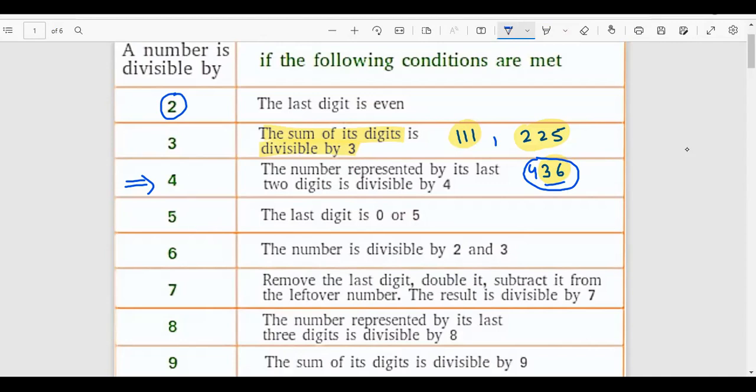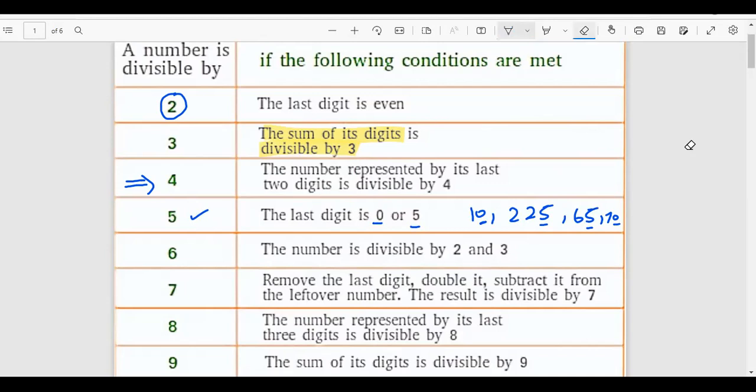Yes, ma'am. Excellent. Okay. Then we have 5. For 5, it's very easy. If the last digit of the number is 0 or 5, it would be divisible by 5. For example, 10. For example, 225. For example, 65. For example, 70. If the last digit is 0 or 5, it would be divisible by 5. So for 5, it's simple. It should be either 0 or 5. Okay? Yes, ma'am. Okay, perfect.